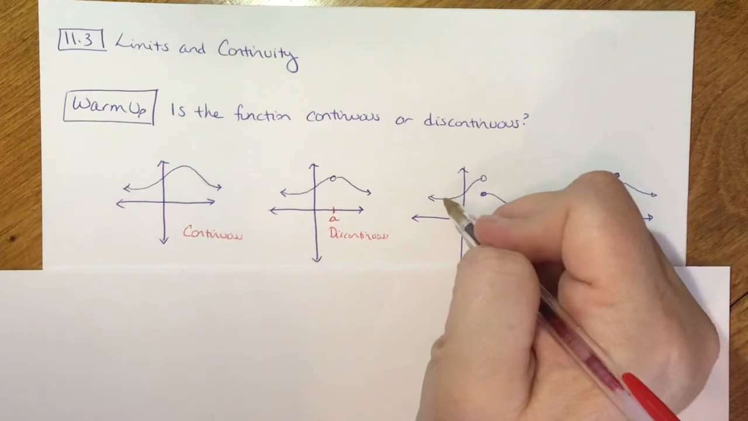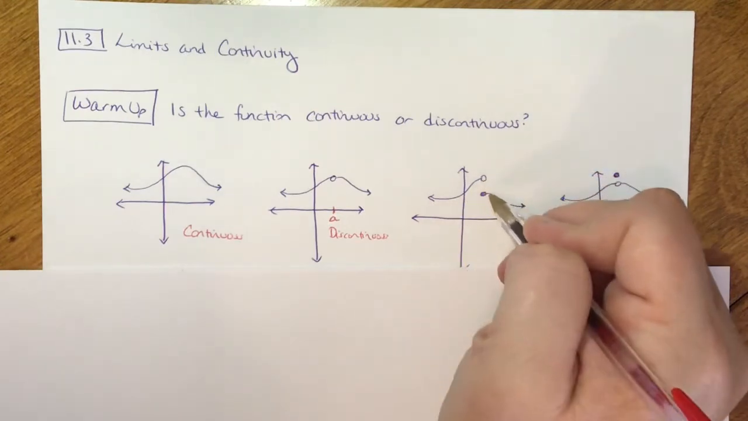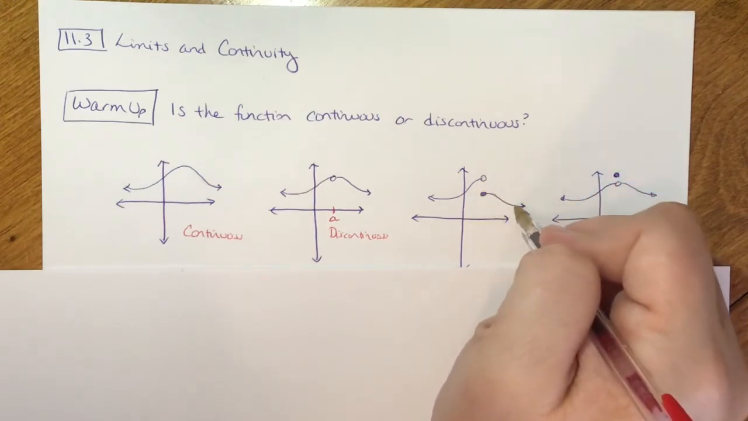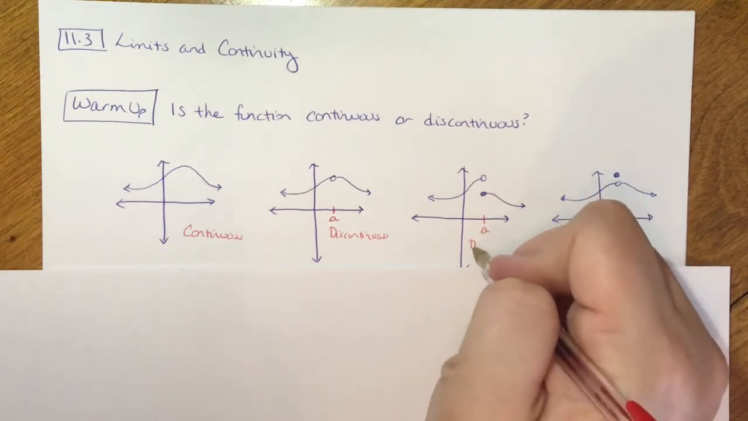And then right here, this one, this all looks good until I get to this point, and then I have to make a jump in my graph, right? There's a break here where I have to move to the other piece. So this is discontinuous right here at this x value.